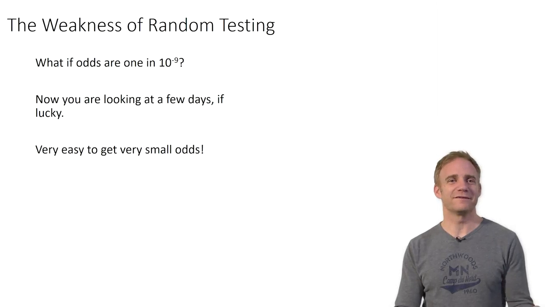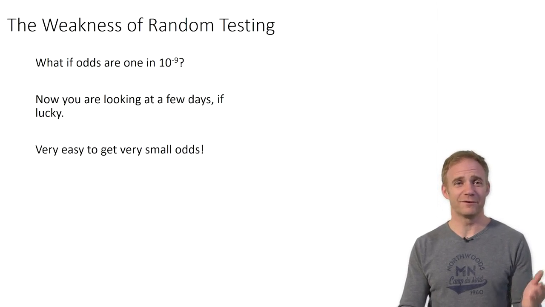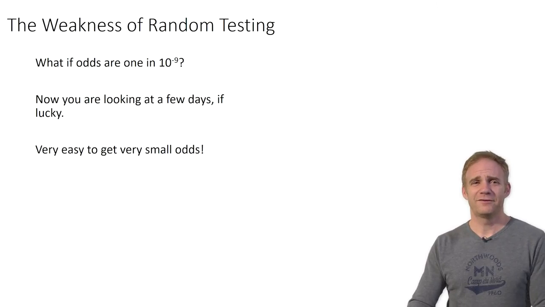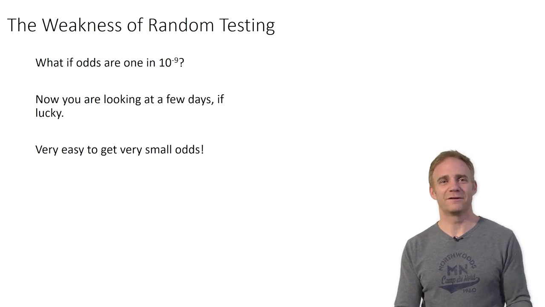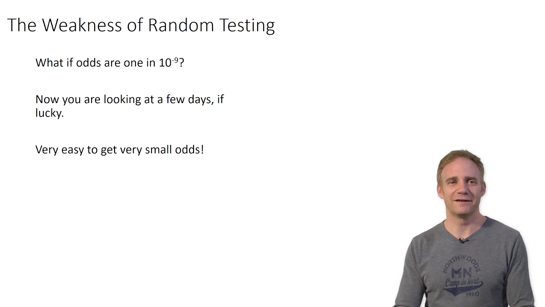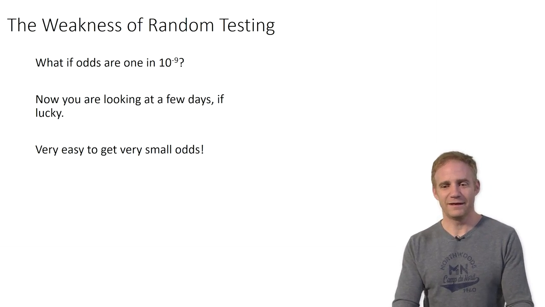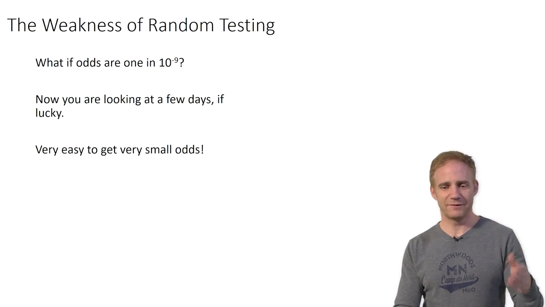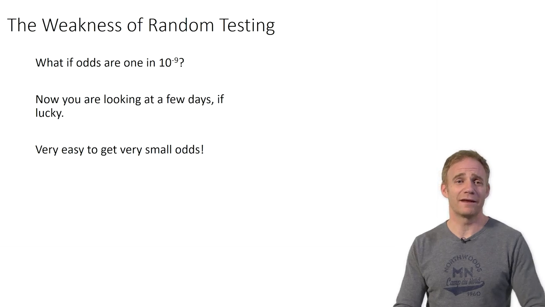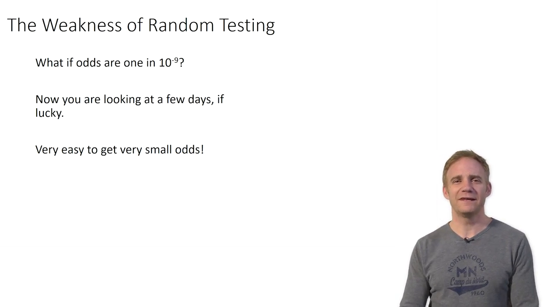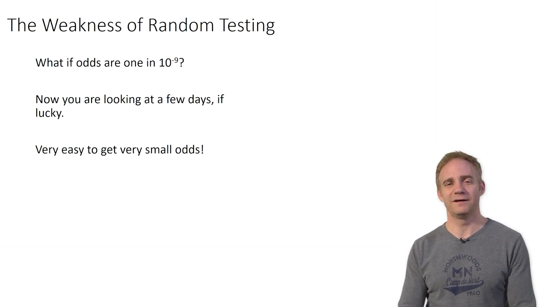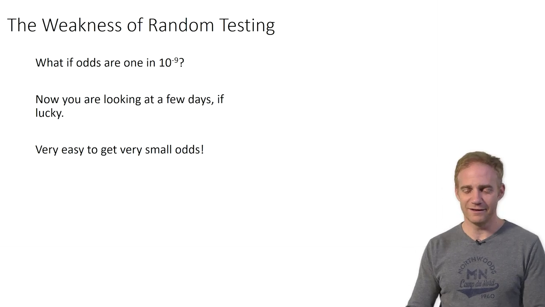So what about the weaknesses of random testing? It can't always work, or that's all we would do. So what if the odds of reaching a program statement aren't 1 in a million, they're 1 in a trillion, 10 to the minus 9? Now we're looking at an amount of test generation time of a few days, if we're lucky. And it turns out when we look at realistic programs, it's very easy to get very small odds, much beyond 10 to the minus 9.